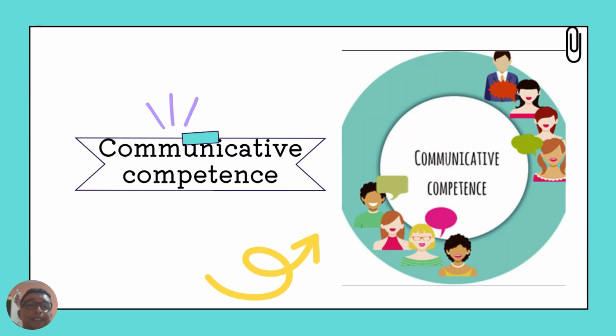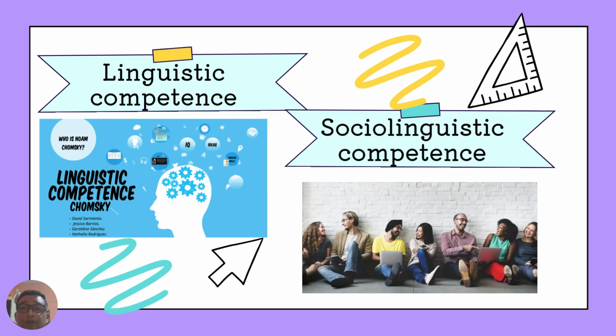The second component is communicative competence. It refers to a person's ability to use a language appropriately and effectively in different social contexts. It involves not only the knowledge of grammatical rules, which linguistic competence does, but also knowing when, how, and with what intention to use a language. Okay, we have four essential components in order to study this part.